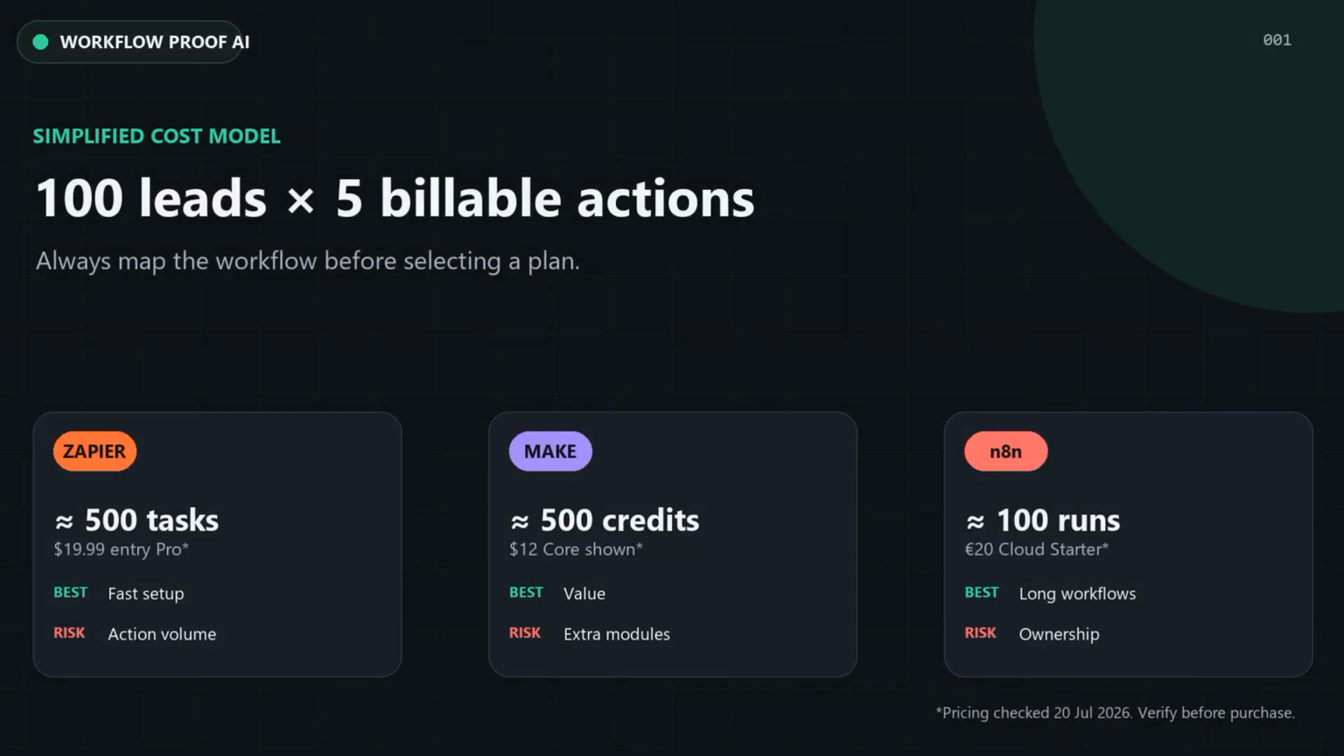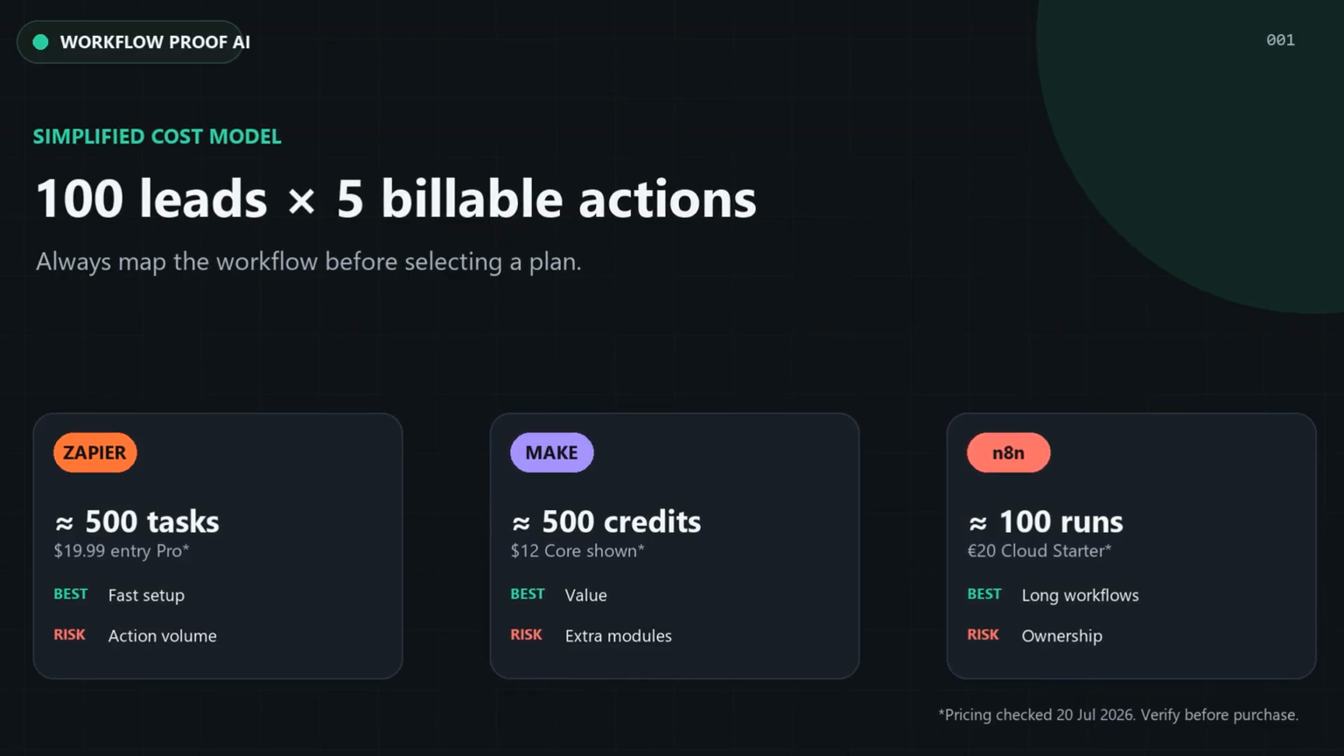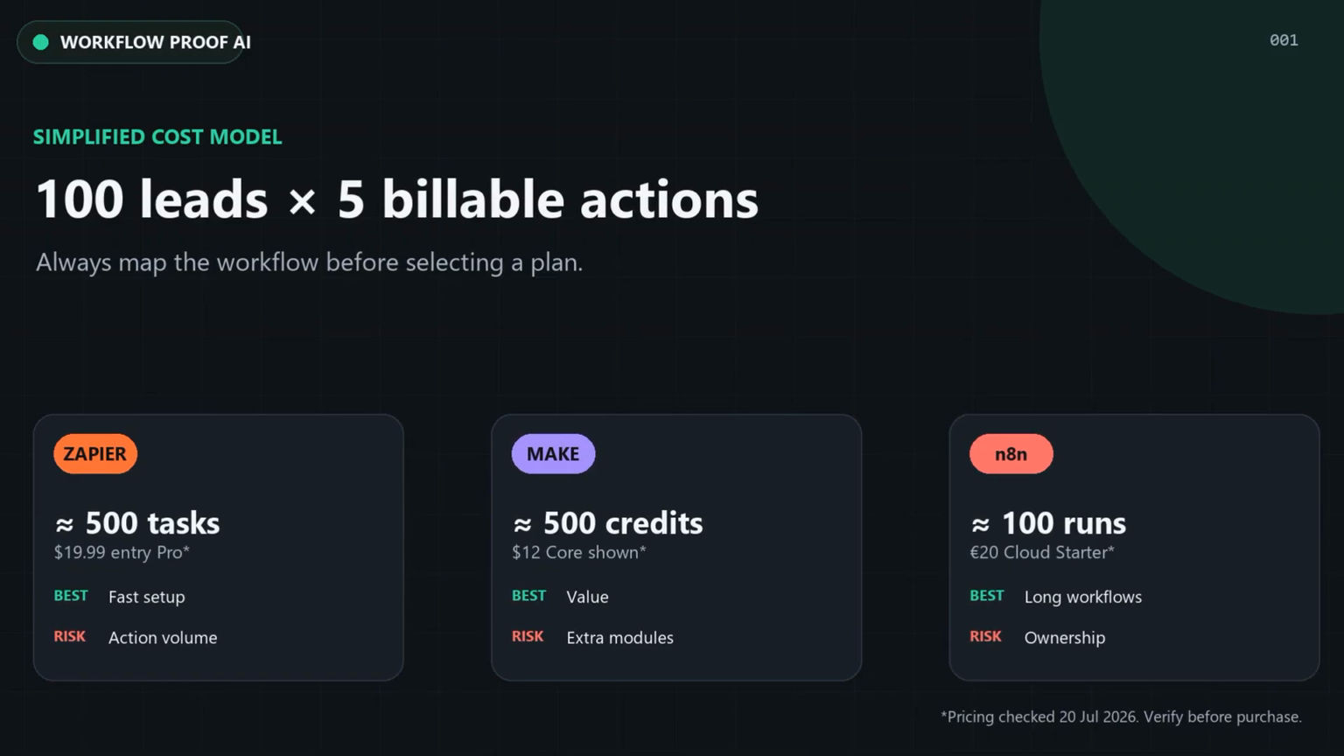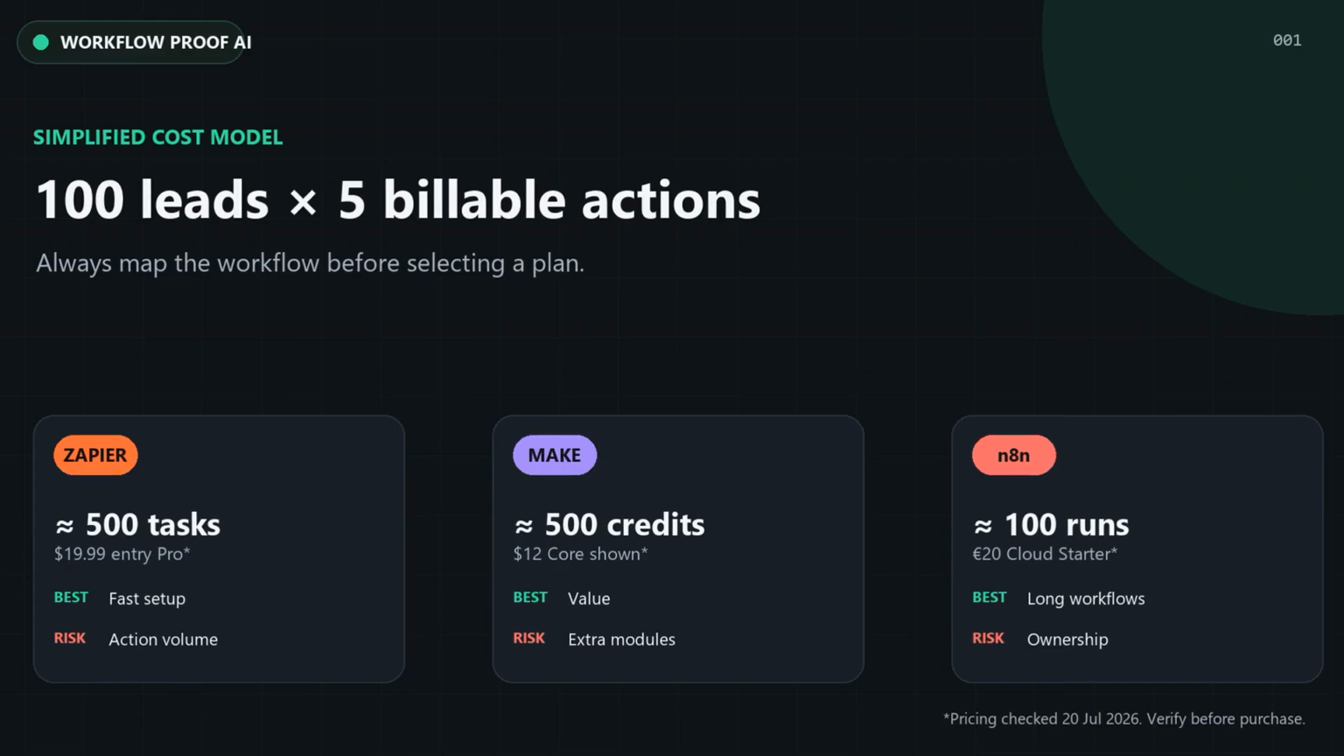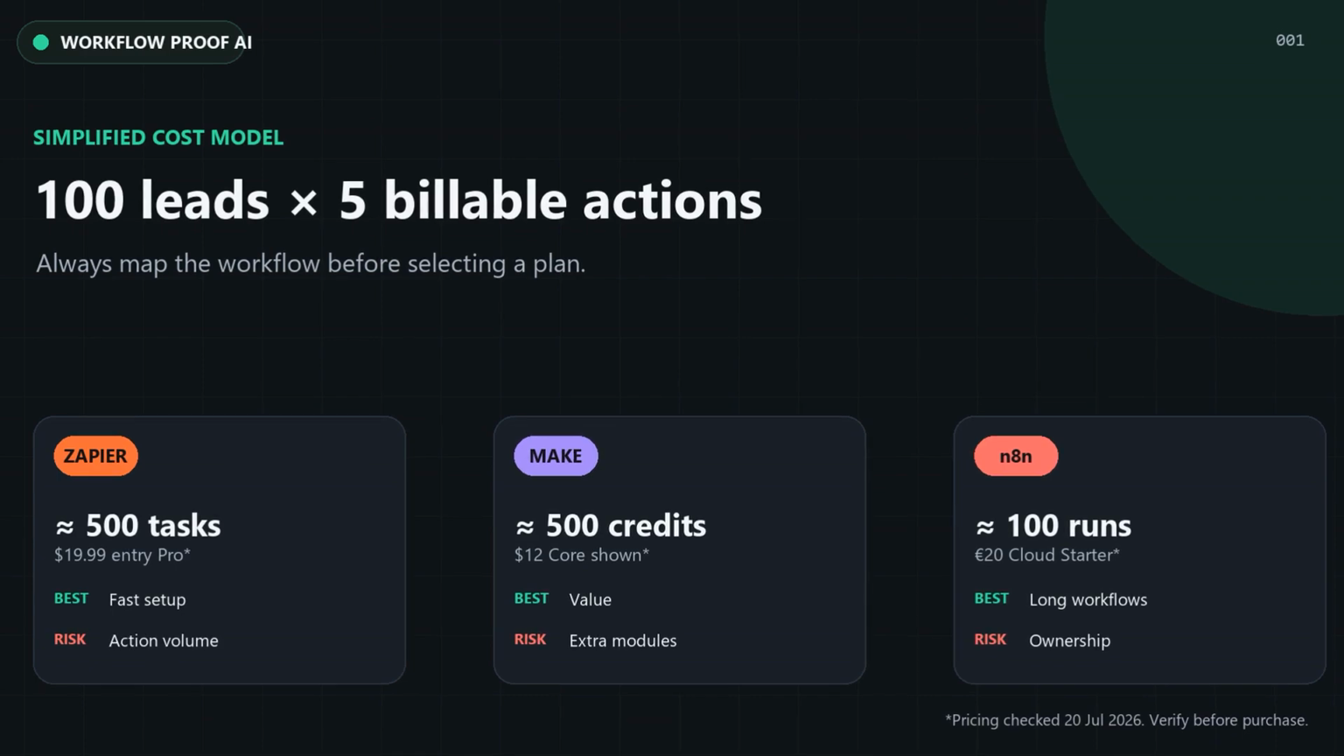Here is the simplified cost picture. For 100 leads and 5 billable actions per lead, Zapier would use around 500 tasks, while Make would use around 500 credits. N8N would generally count around 100 complete workflow executions. This is not a quotation. Searches, loops, premium actions, AI models, overages, and annual versus monthly billing can change the result.